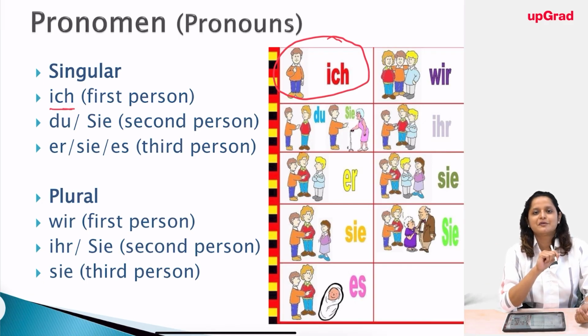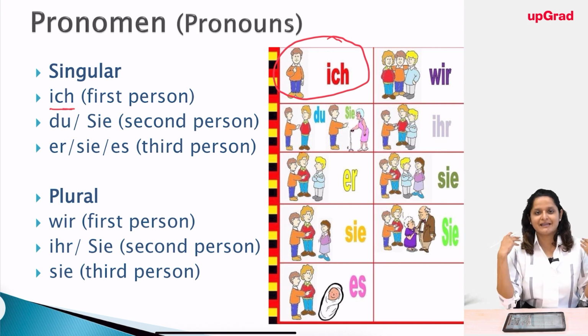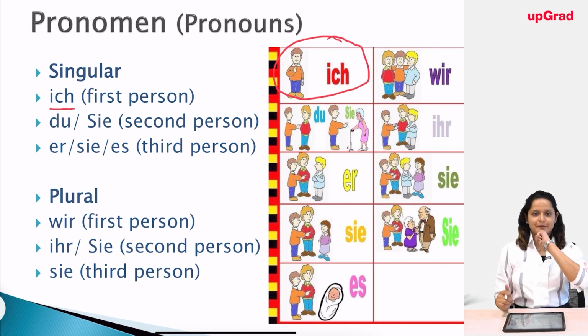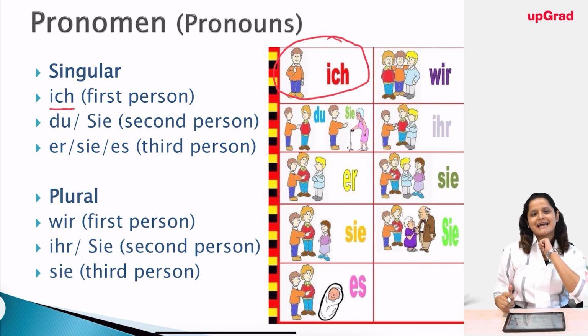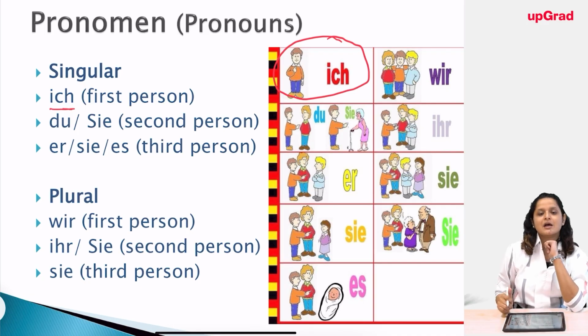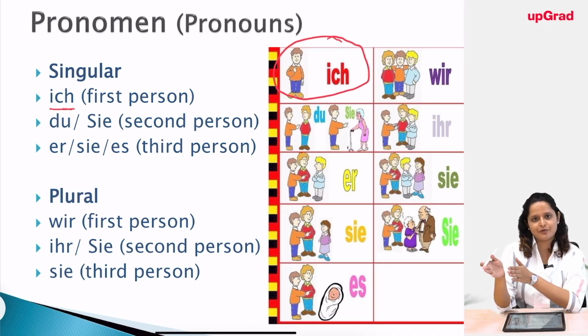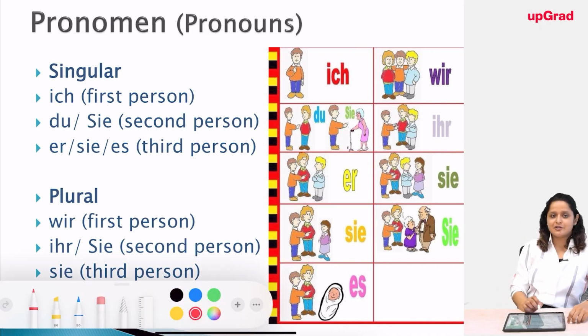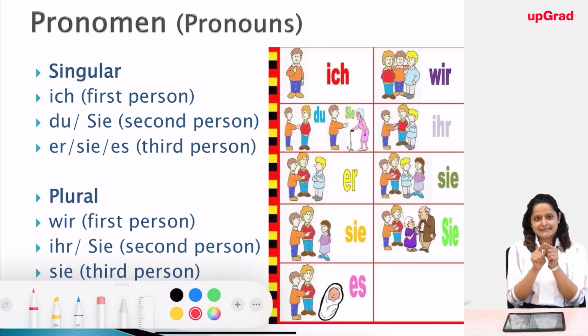So the first person that we have is ich. And ich is always singular. When I am alone and I am talking about my own self, this action is your ich. Ich is your first person pronoun, singular. Now after ich comes your second person. That is the person you are addressing. The person that I am talking to becomes my second person.